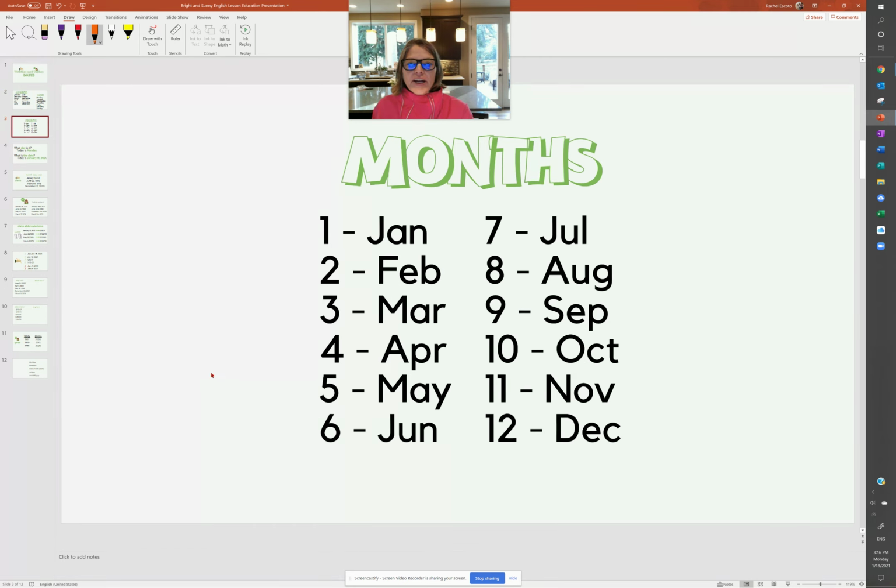And let's look here for a second. I have two things to show you on this slide. One is about the number of the month. Every month has a number because the first month of the year is January. We call January 1, February 2, March 3, April 4, May 5, June 6, and so on, right? So every month has a number.